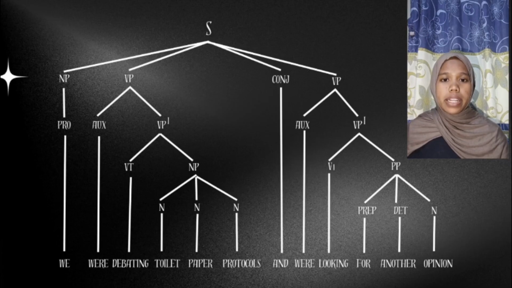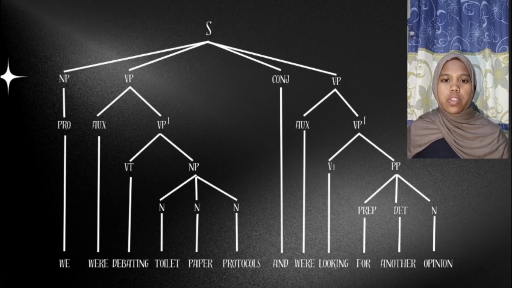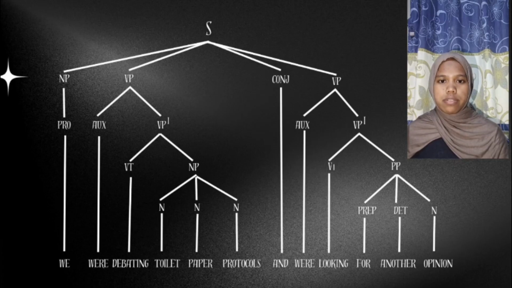The word debating is categorized as a transitive verb because it requires a direct object. In this sentence, the object is toilet paper protocols. Under NP, we draw three branches labeled N because the words toilet, paper, and protocols are all nouns. These three nouns work together to form the noun phrase toilet paper protocols, with protocols as the head noun.